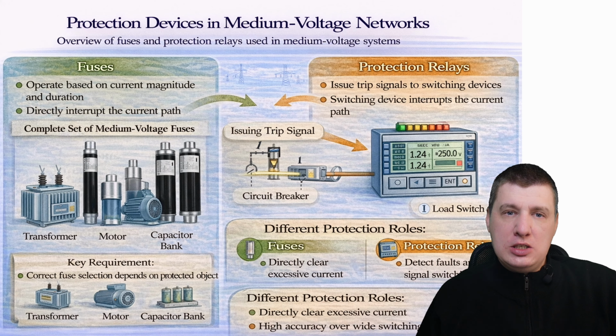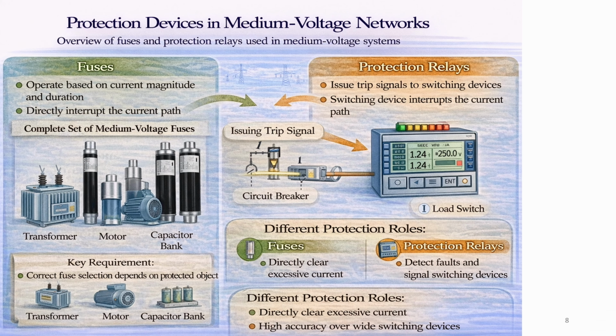The fuse characteristics must match the protected object. Typical protected objects include transformers, motors, and capacitor banks. Each of these has different starting current, overload behavior, and fault characteristics. The fuse must withstand normal operating conditions but operate reliably during faults.